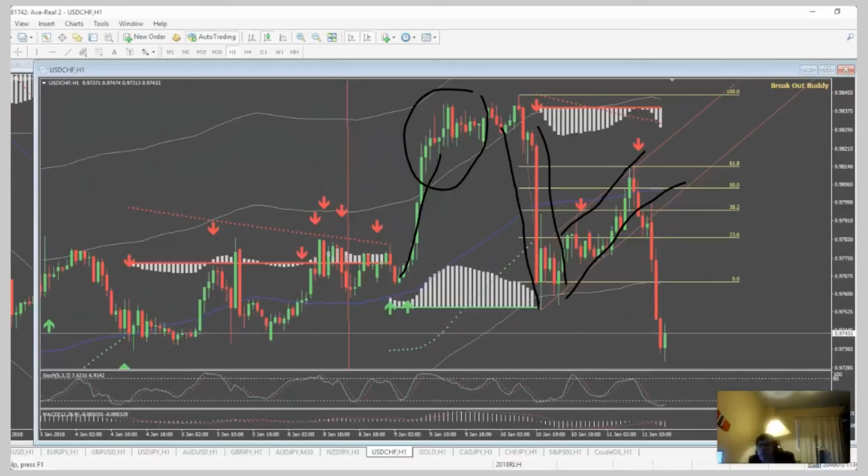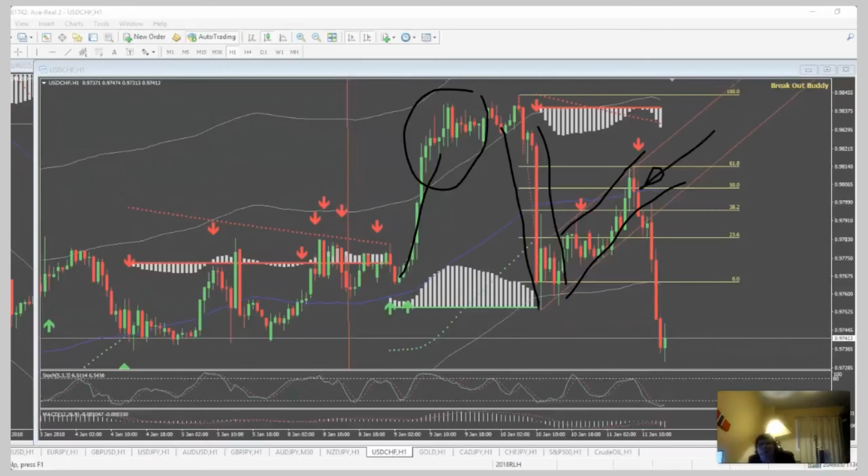We are currently at 8:30 a.m. Mountain Standard Time. So let's count back: 1, 2, 3, 4, 5, 6, 7, 8. So about midnight last night was a good time to be going short. Doing a sell of the US dollar Swiss franc right there.